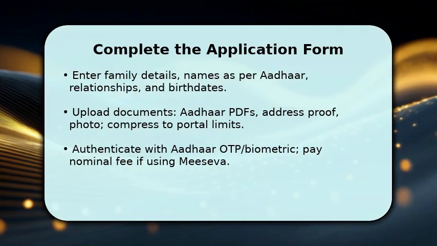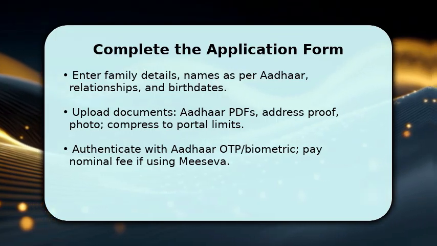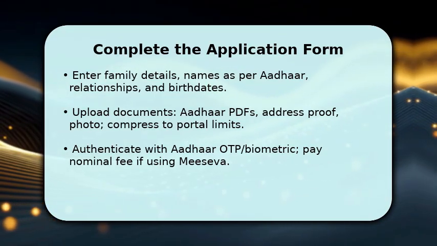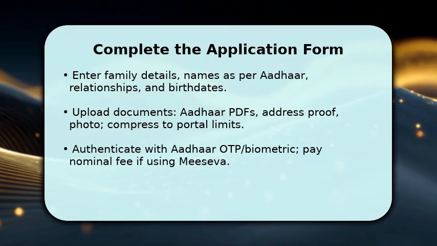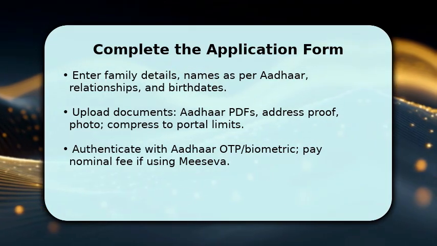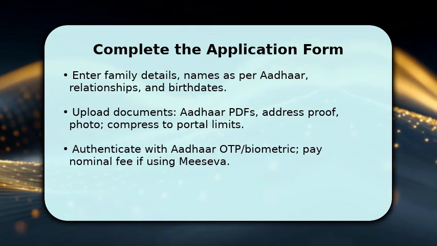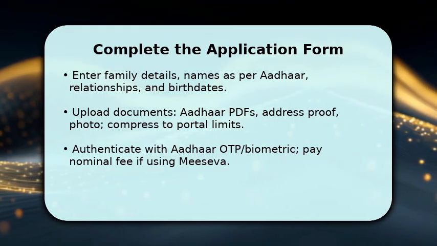Type names exactly as on Aadhaar and list relationships and birth dates to avoid mismatch rejection. Once done, upload scanned documents: Aadhaar copies, address proof, and a family photo. Make sure file sizes meet portal limits and formats. Then authenticate. Use Aadhaar OTP or biometric at the center to verify identity.